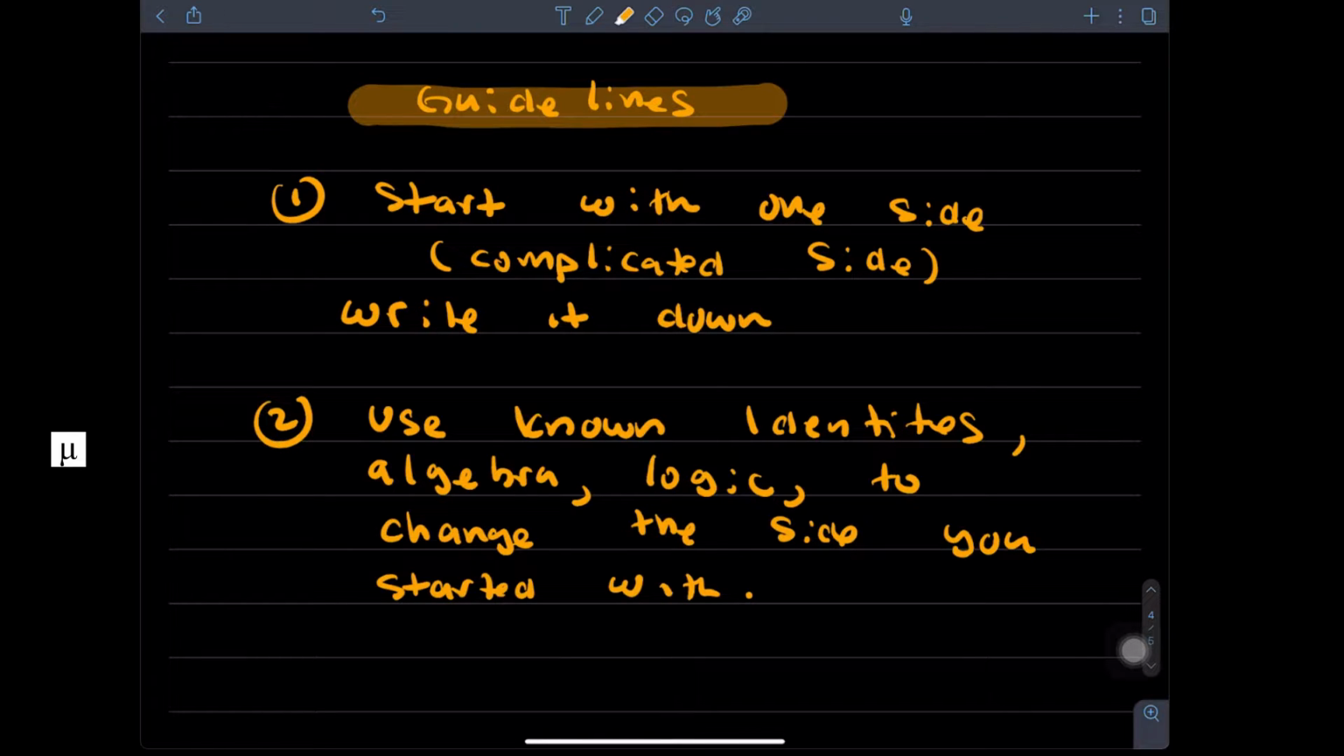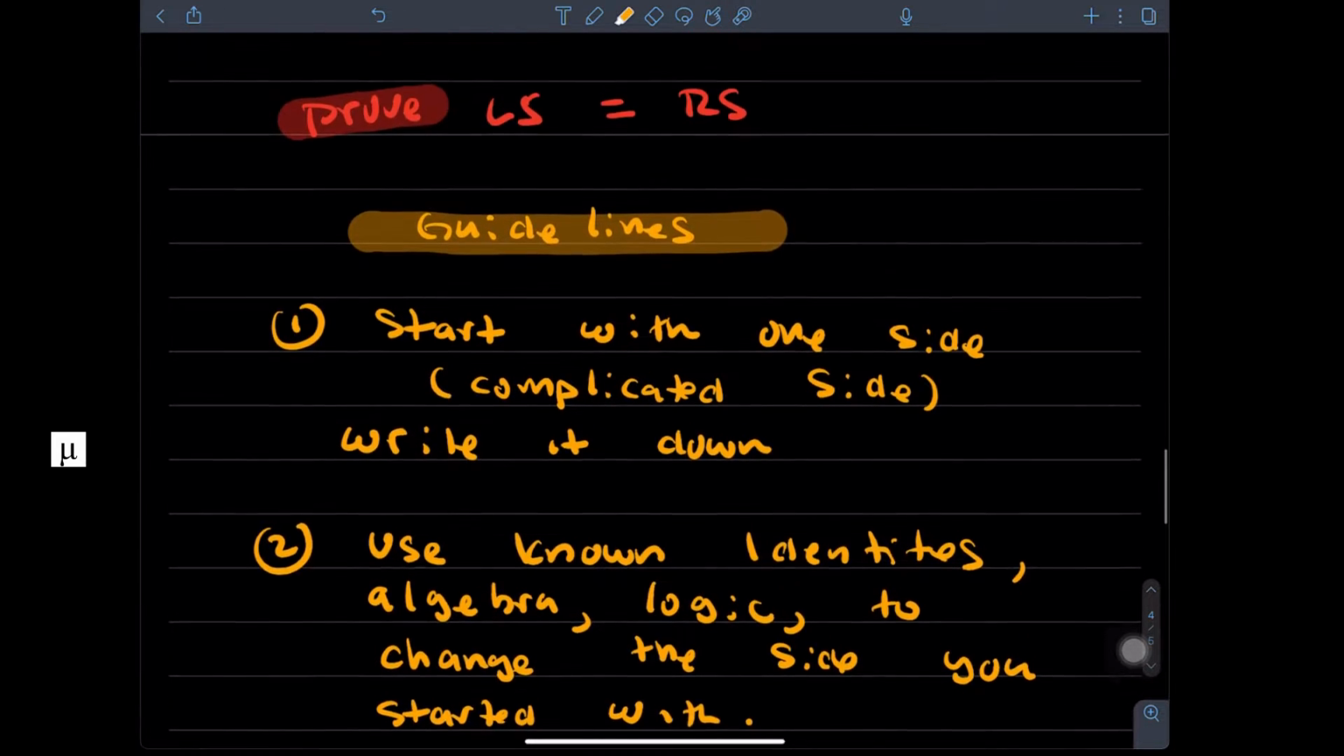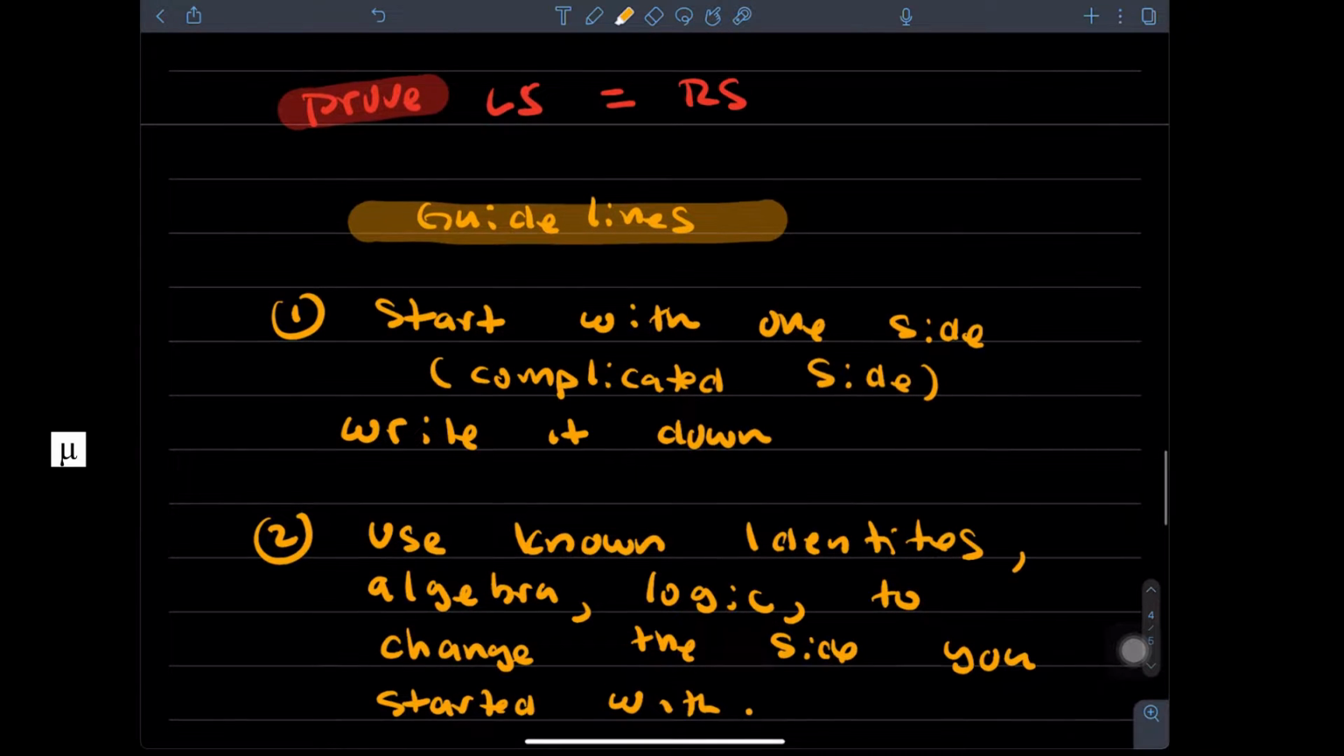Can you see this stuff better if it's black? I don't know. I have no idea. What do you guys think? Yeah, I'm okay with it. I can see it. If I can see it, you guys probably can see it.